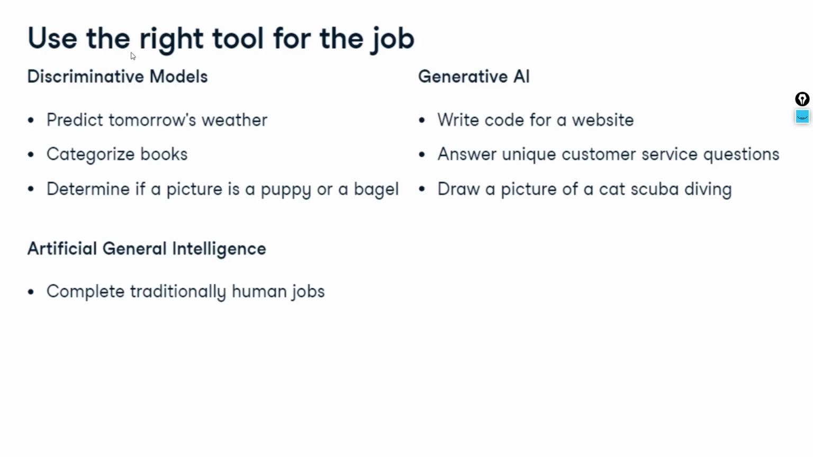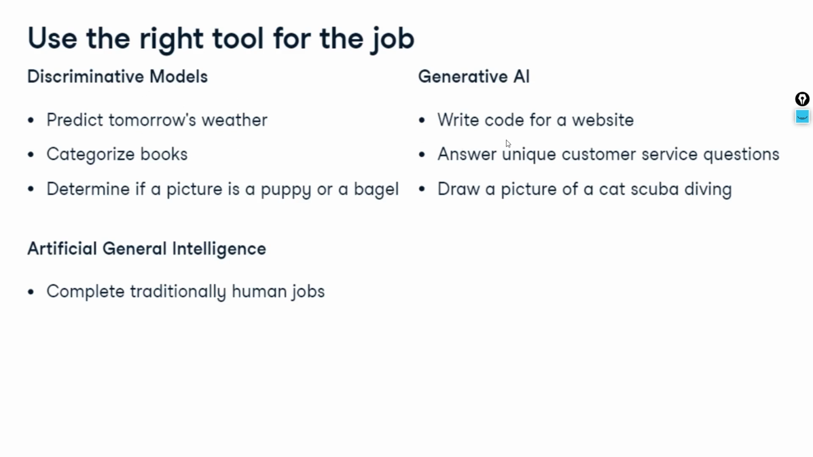Based on what we have learned so far, we should be able to choose the right tool for our task. We need to at least tell whether a problem comes under discriminative models or generative models. Whenever we want to predict tomorrow's weather, categorize books, or determine whether a picture is a puppy or a bagel, we should be able to tell that these problem statements can be solved using discriminative models.